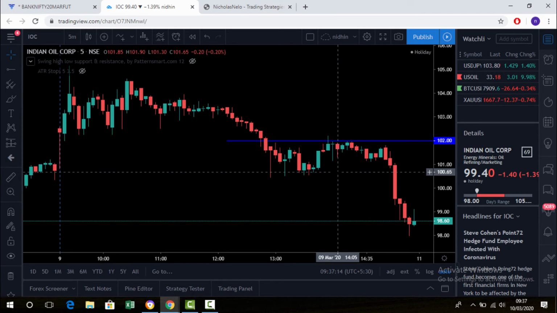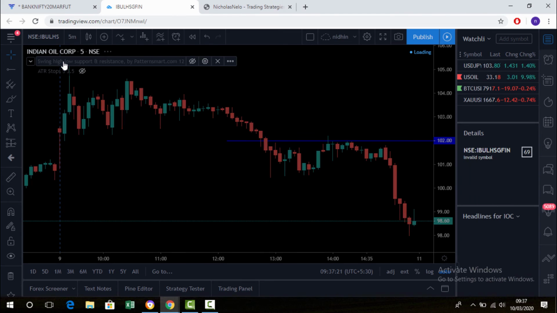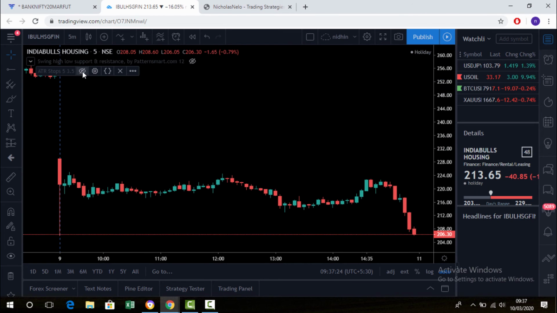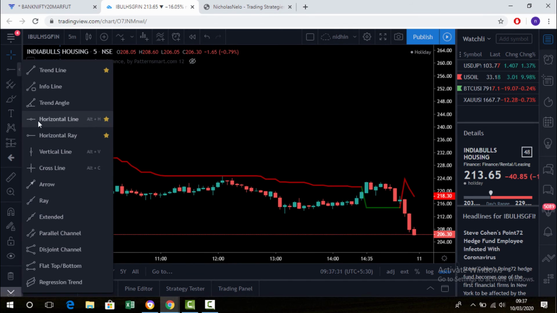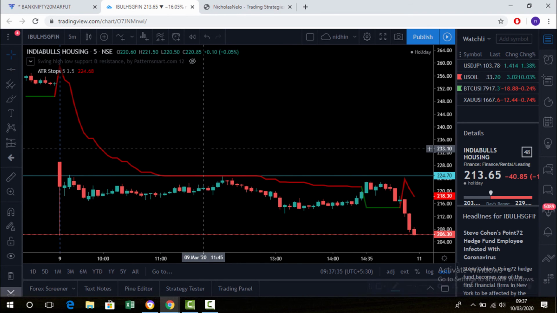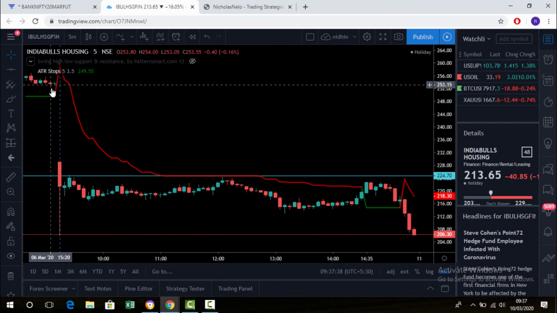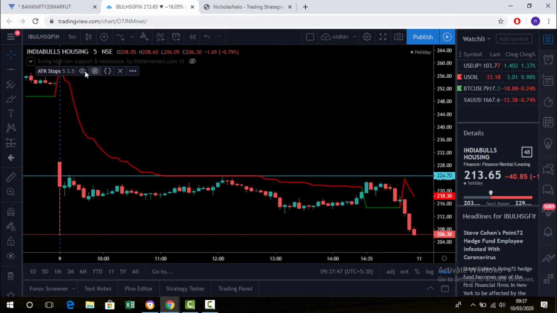One more stock I will show you, Ibull Housing Finance. Whenever the line is flat, see here the line is flat, so you just draw the level and just wait when market touches that level. If it closes above the level, you can go for buy, below the level go for sell. When it touches and comes down, then also you can go for sell with the stop loss.